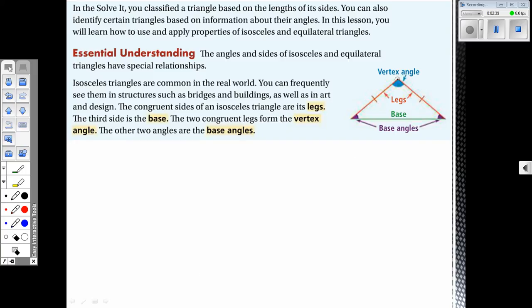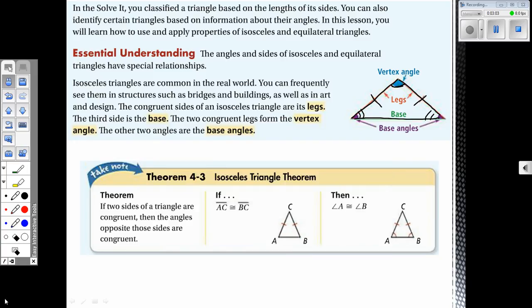Okay, the 2 sides that are congruent are called legs, right? The one that is not is called the base. The legs are the ones with the same measure. Between the legs, we have a vertex angle. That's the angle at the top. Down at the bottom, we have what we call base angles because they're along the base. Yeah? Okay?